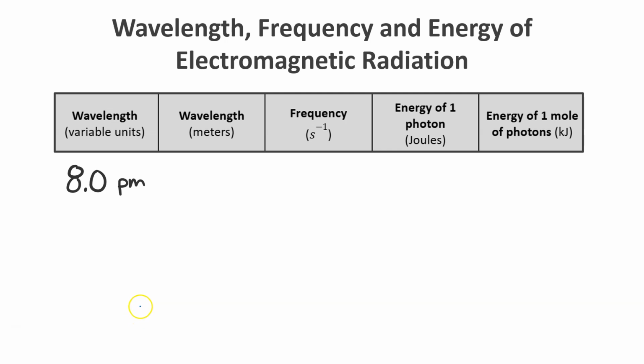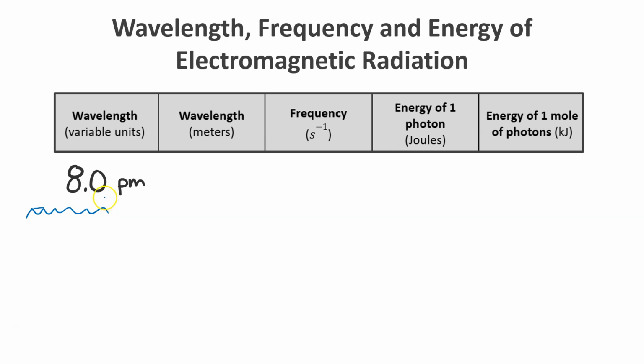Hey everybody, in this video I'm going to walk you through some of the wavelength, frequency, and energy calculations that you can do for the electromagnetic spectrum, or at least different regions of it. In this particular example, we're going to say, what if you had a wave whose wavelength, so from one peak to the next, was 8 picometers. That's an extremely teeny tiny little wave.